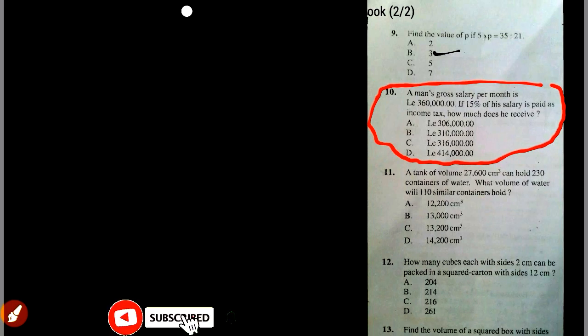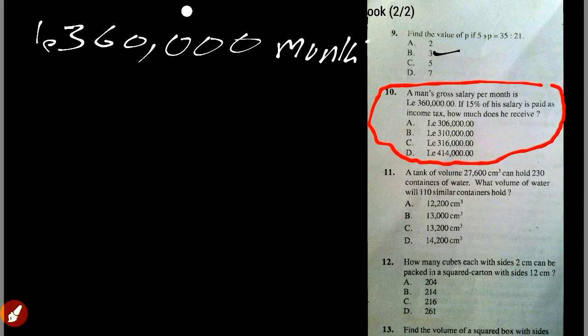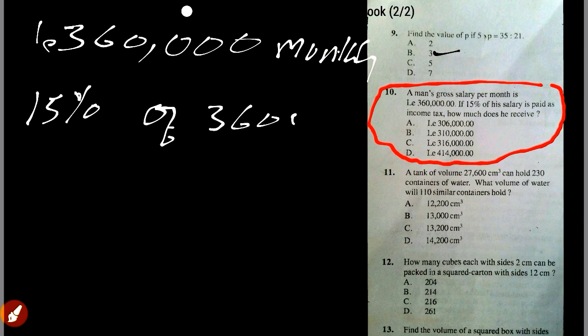Question number 10. A man's gross salary per month is 360,000. If 15% of his salary is paid as income tax, how much does he receive? So the man is paid 360,000 leons monthly. Fifteen percent of the money, which is 360,000, is paid as income tax.